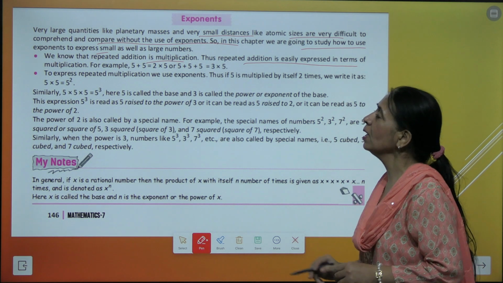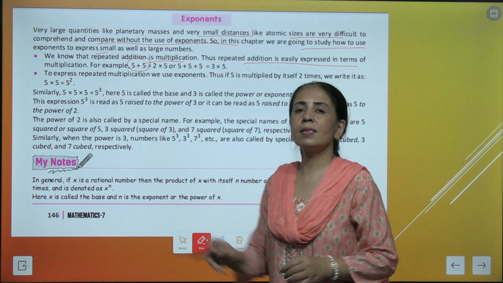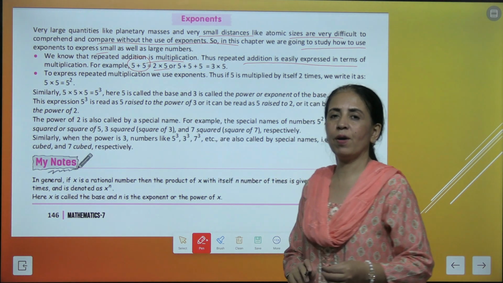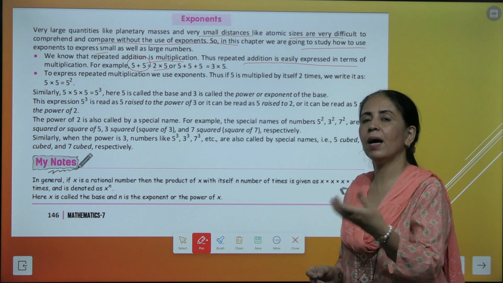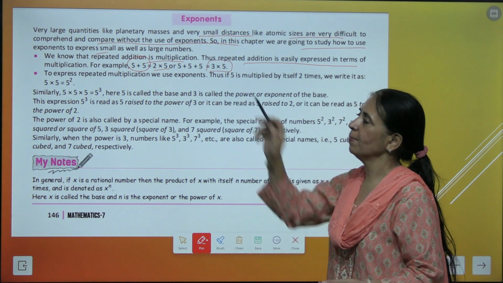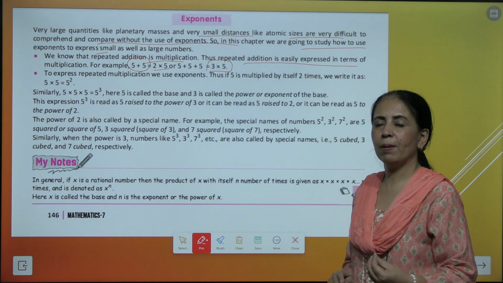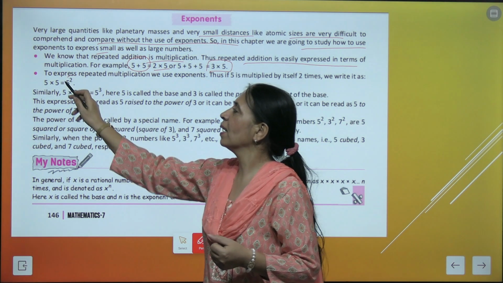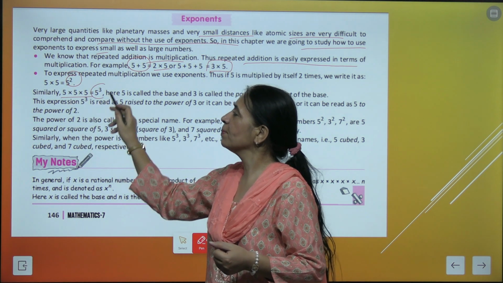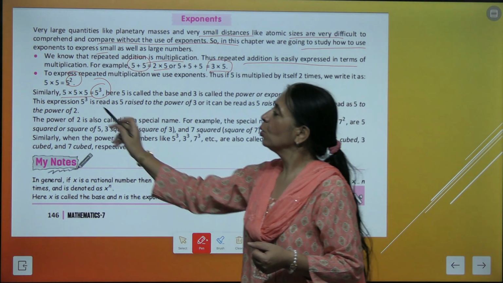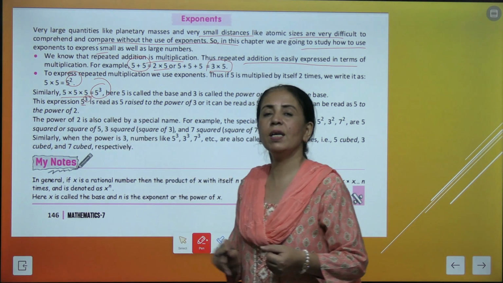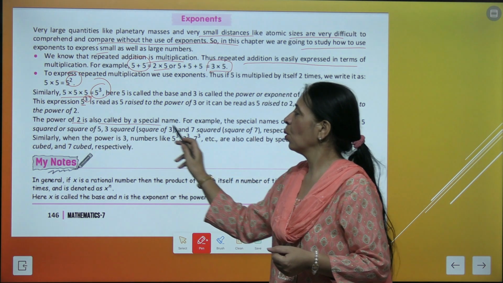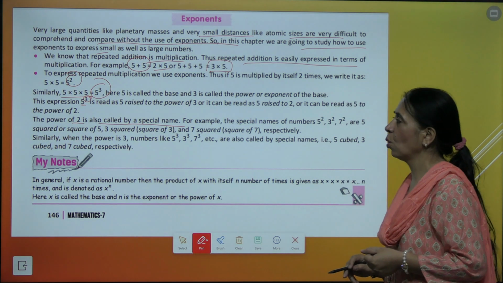Now children, we know that repeated addition is multiplication, and the repeated addition is easily expressed in terms of multiplication. जैसे हमने लिखा 5 plus 5, इसका सिंपल सा मीनिंग है 2 times 5. तो हमने इसको लिख दिया 2 multiply 5. अगर 5 को 3 times ऐड किया तो हम इसको लिख देंगे 3 times 5. अब जब 5 और 5 को मल्टीप्लाई किया तो इंस्टेड ऑफ राइटिंग 5 multiply 5, हम उसको शॉर्ट फॉर्म में लिखते हैं. We write it as 5 square. If it is coming 3 times, we write it 5 cube. Got it? So यहाँ base हुआ 5 and this 3 is called the power. Got it? So here power is also called with a special name, that's called exponent.